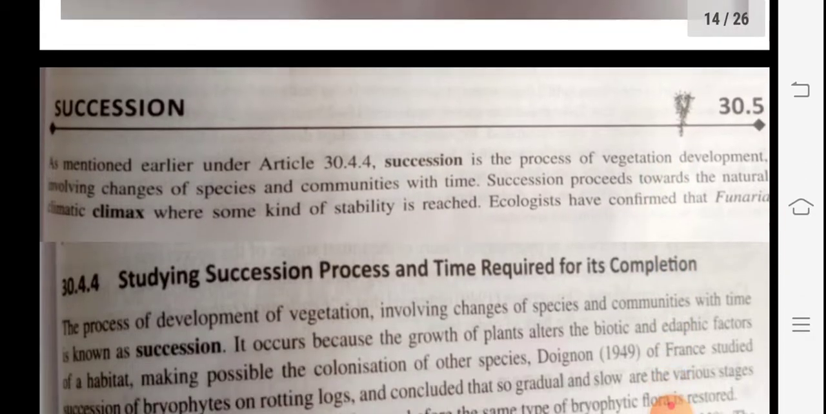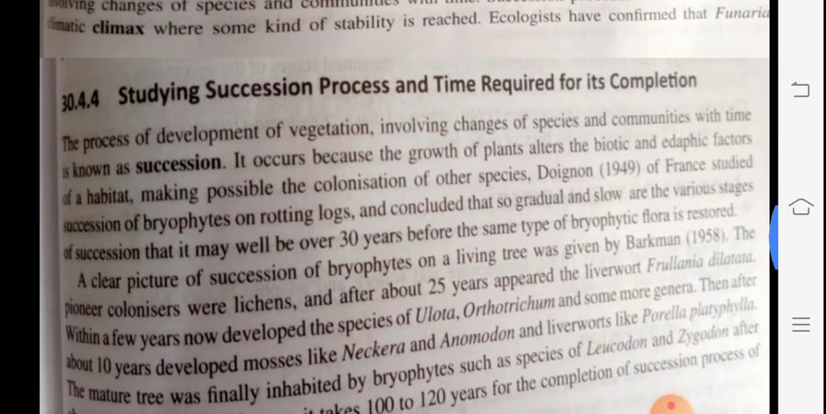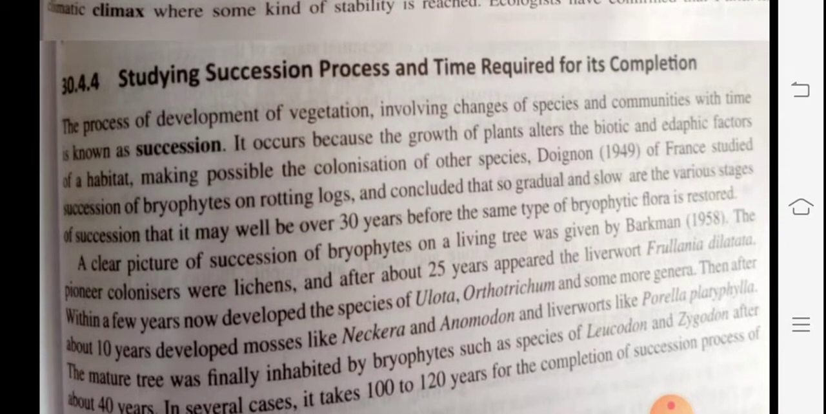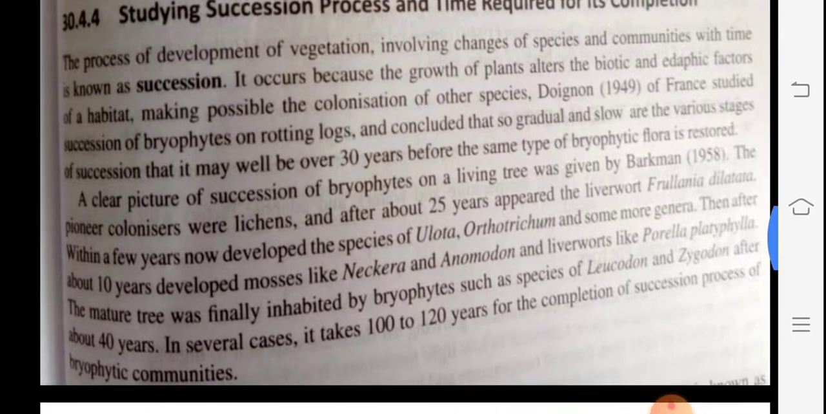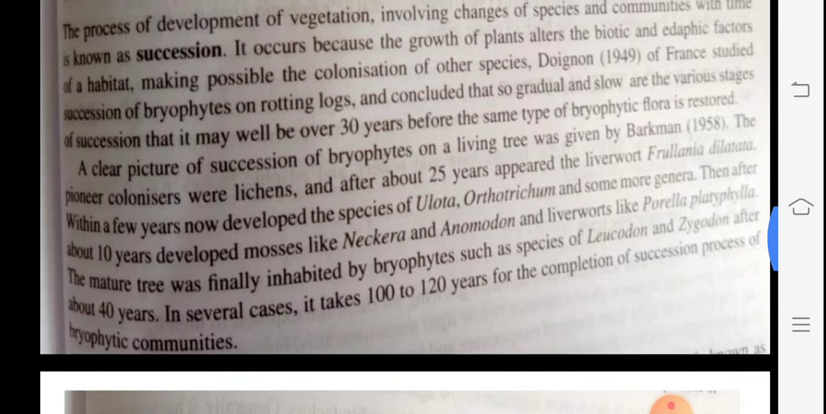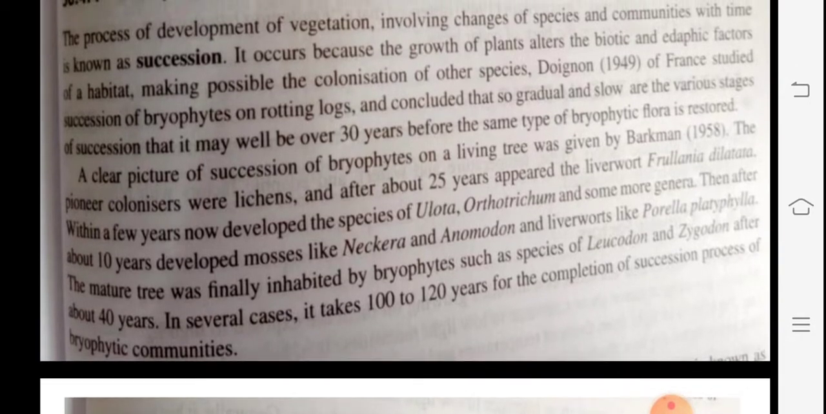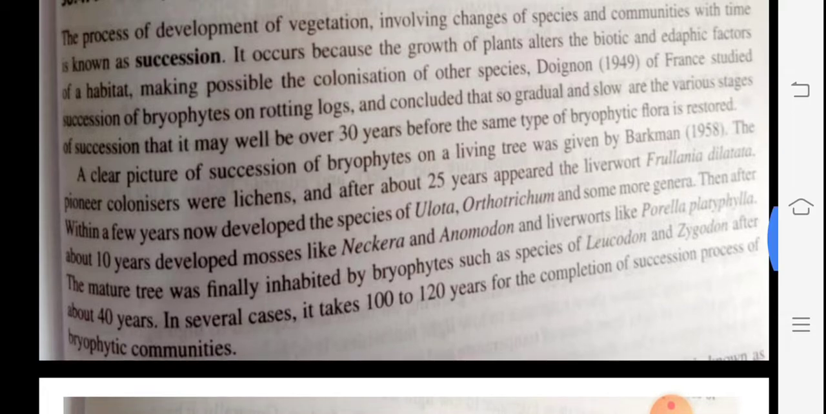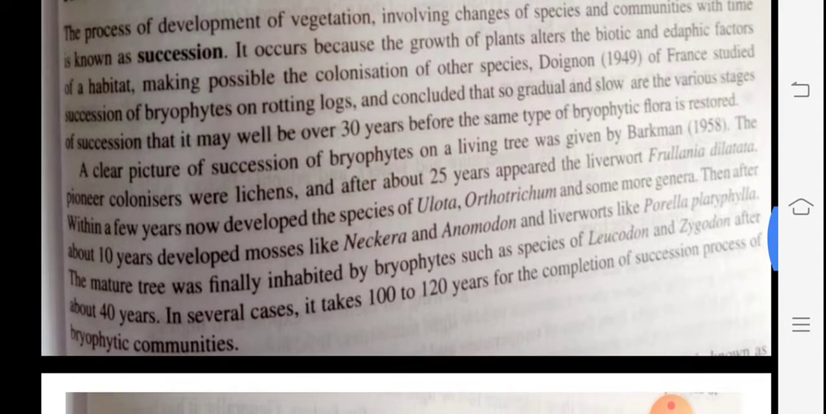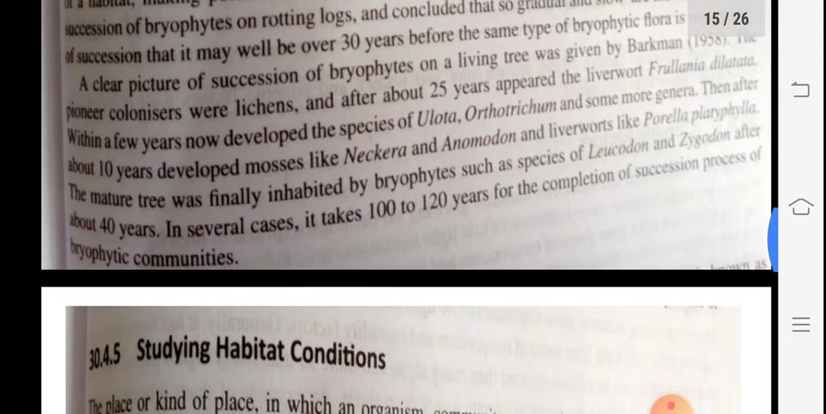Then after this, we have to study the succession process and the time required for its completion. Succession is the process of development of vegetation involving changes of the species and the community with time. So it is called succession. As we have seen, the different soil factors and climatic factors are important. After 20, 25, 30 years of study, different species are reported. Good examples are Eleotra, Frullania, Neckera, then Anomodon. Some liverworts like Porella are also reported in this region.